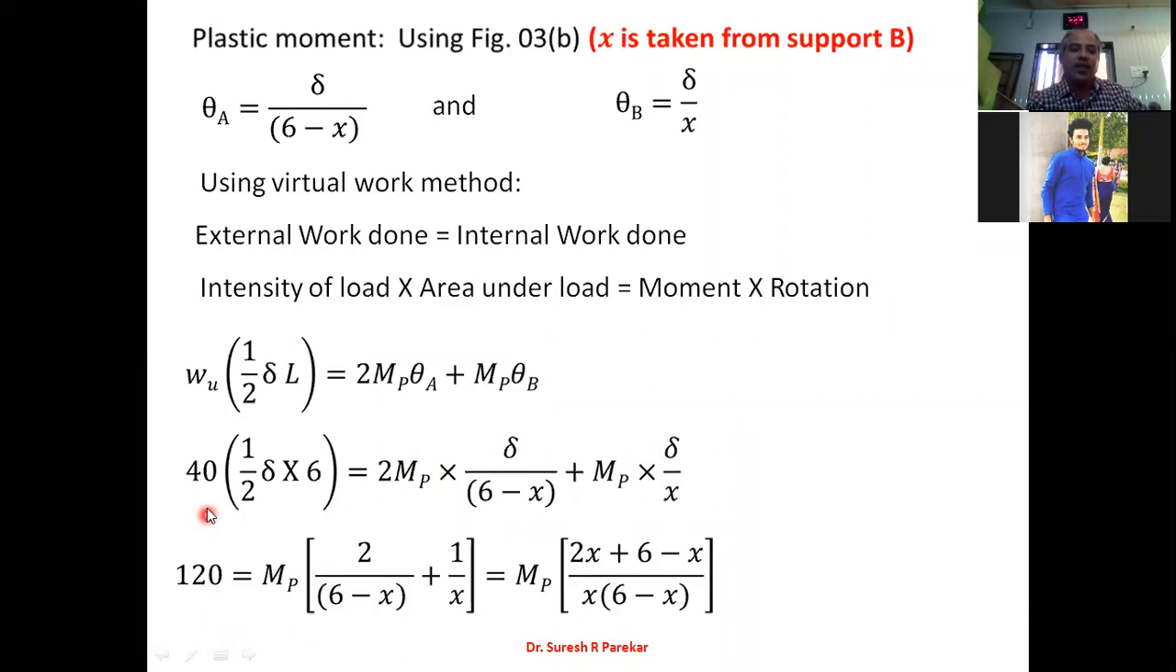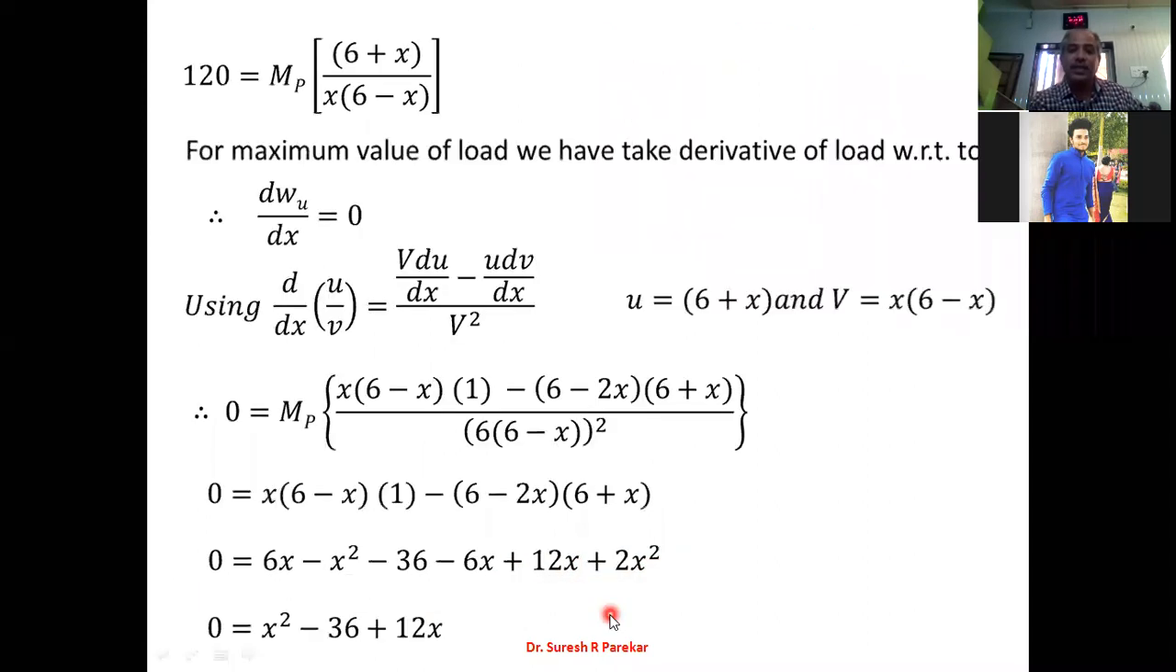Now you solve this. 40 W into half delta L, L is 6, gives me 120 equal to MP. So we have taken delta inside: 2 upon 6 minus x plus 1 by x equals MP. Solve this. Taking the LCM, we have 2x plus 6 minus x, so we have x plus 6 upon x into 6 minus x. So we have 120 into 6 plus x upon x into 6 minus x.